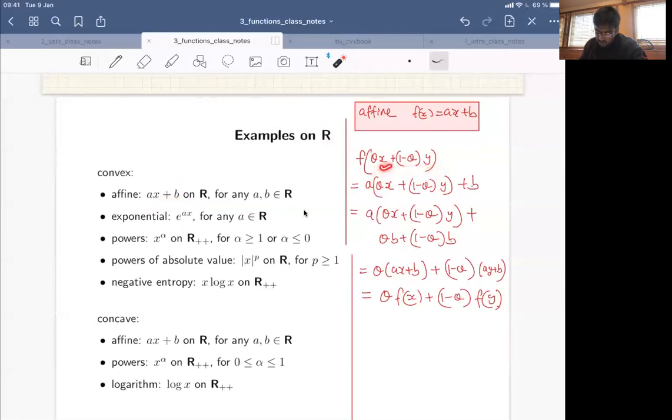We pick 2 points, take the convex combination. So what is f of x? It is ax plus b. We plug it here. Now I'm just doing an adjustment. Instead of b, I write theta b plus 1 minus theta b. This will be b itself. Now do some rearrangement, then you can easily get this. But here, for an affine function, what you are saying is that the left hand side is equal to the right hand side.